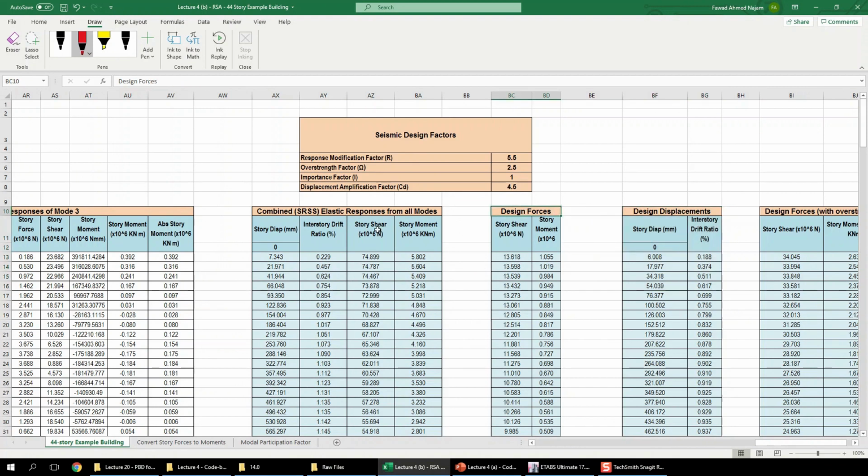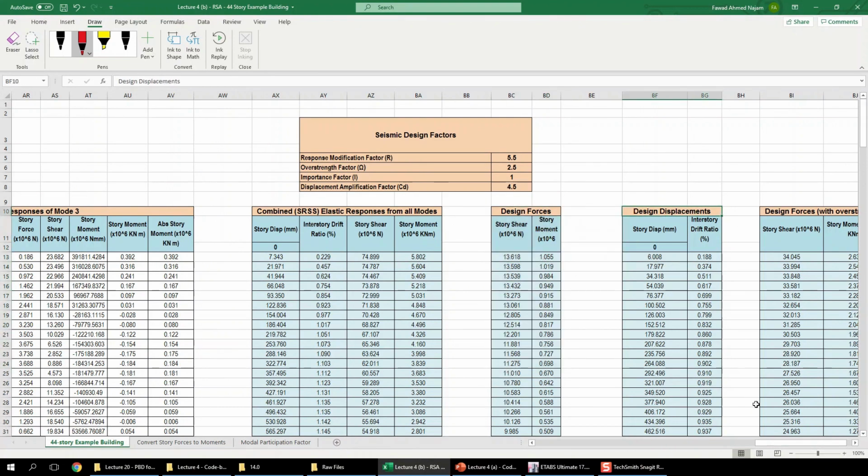For example, for design forces, the code recommends that you have to multiply the elastic forces with I over R, which is the importance factor divided by the response modification factor. So these are some sample values. For example, the code which I am following provides the R value of, let's say, 5.5 for this structure type, and the overstrength factor of 2.5 for this structure type, and the importance factor of 1 and displacement amplification factor of 4.5. So for design forces, I will multiply the combined shear and moment with I over R, and I will get the design forces column.